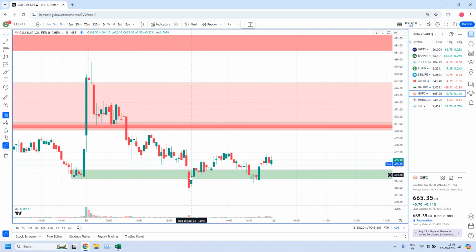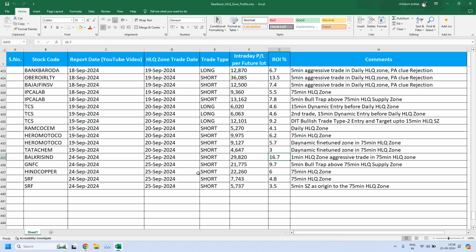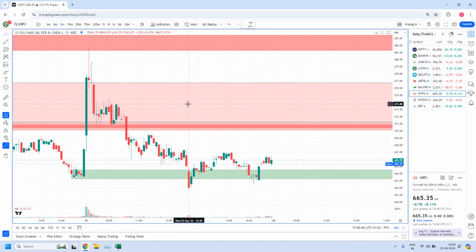And how much profit has ZNFC given? It has given 21,775 rupees profit. And based on one futures margin cost, the ROI is 9.7%. So this is a 5 minutes bull trap above the 75 minutes HLQ supply zone. And also remember, this 5 minutes bull trap is also a high liquidity zone. A possible high liquidity zone, because several times it tested the zone. So this is about ZNFC.